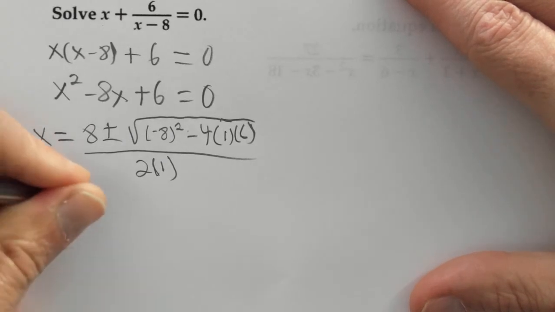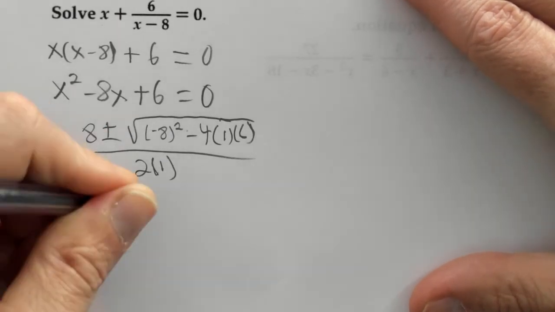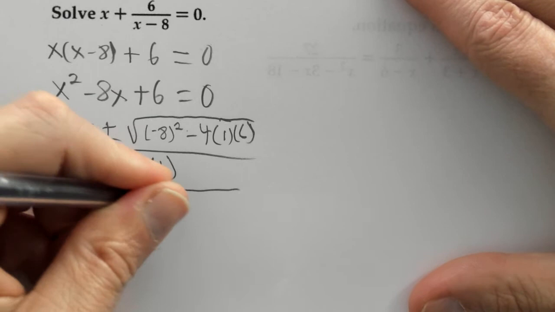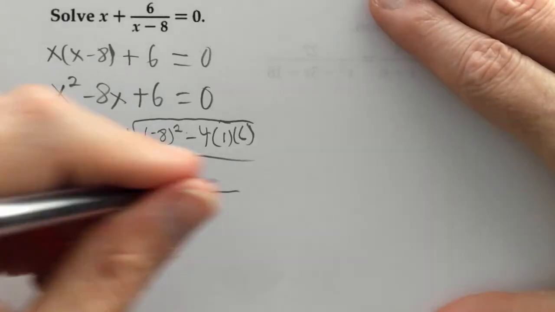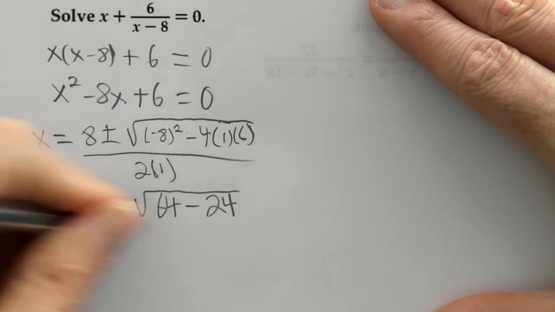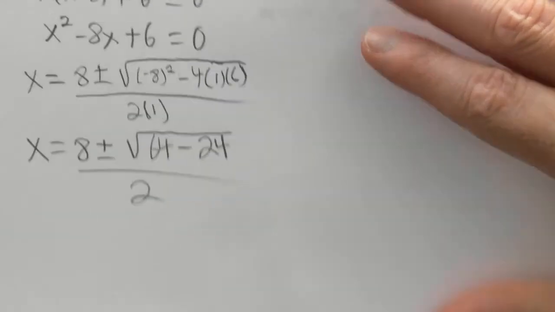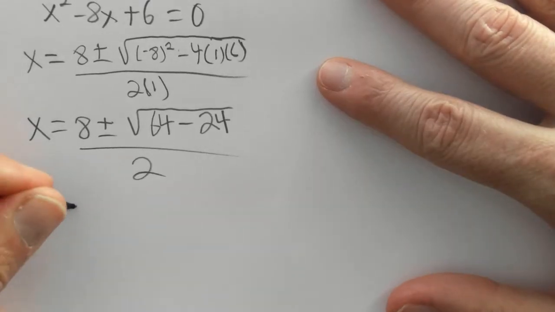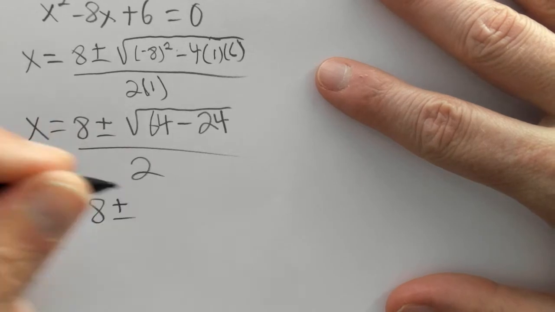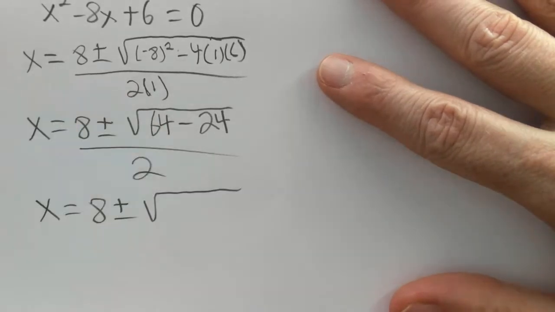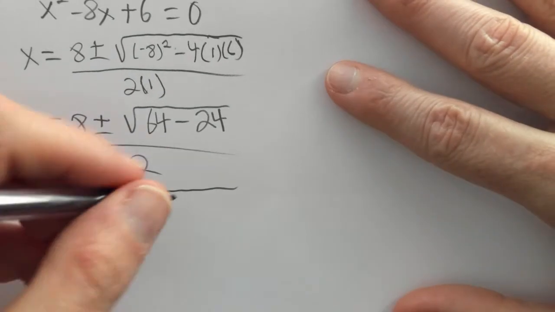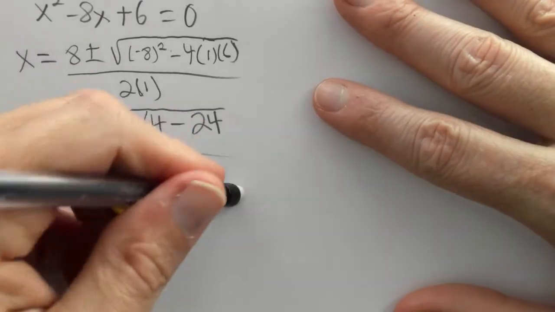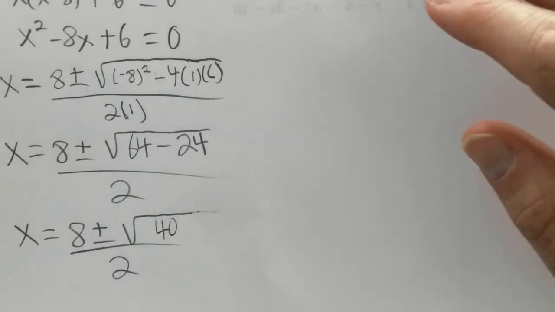So this will be 8 plus or minus the square root. Negative 8 squared is 64, minus 6 times 4 is 24, over 2. We can keep working underneath the square root. So x equals 8 plus or minus the square root of 64 minus 24. That's going to leave me with 40 over 2. Now at this point we can work on simplifying underneath the radical.